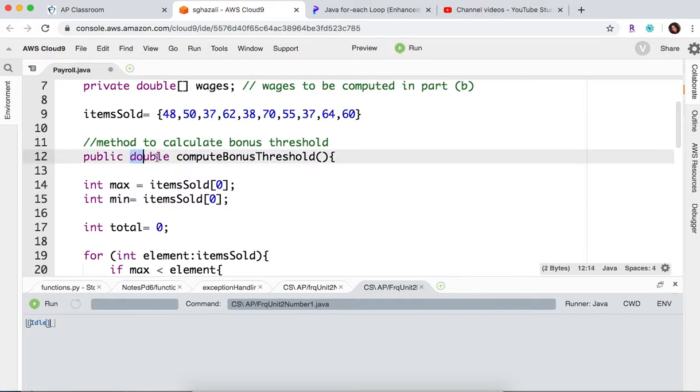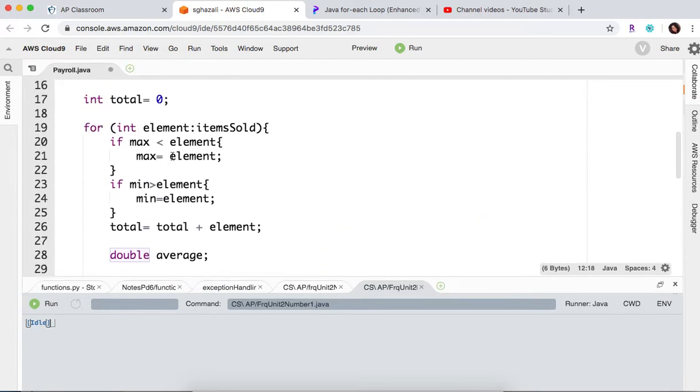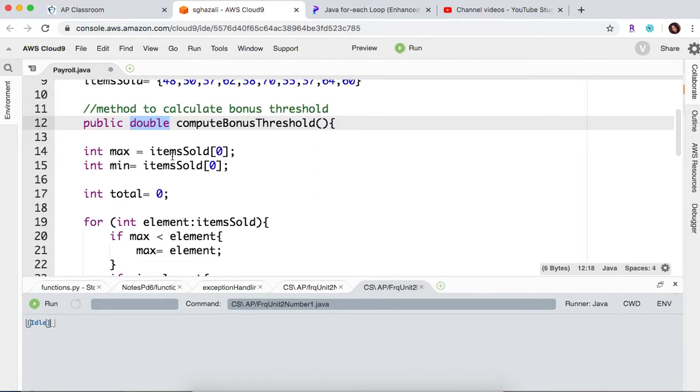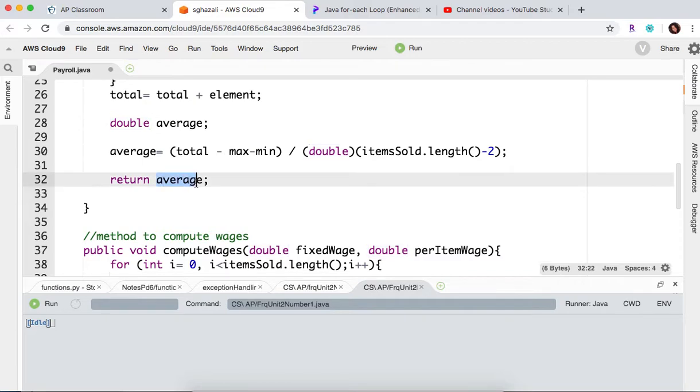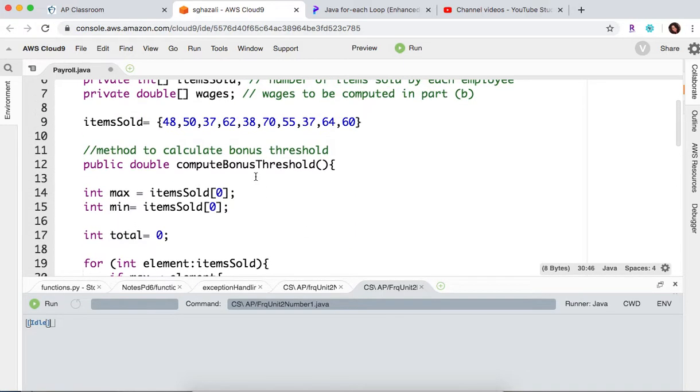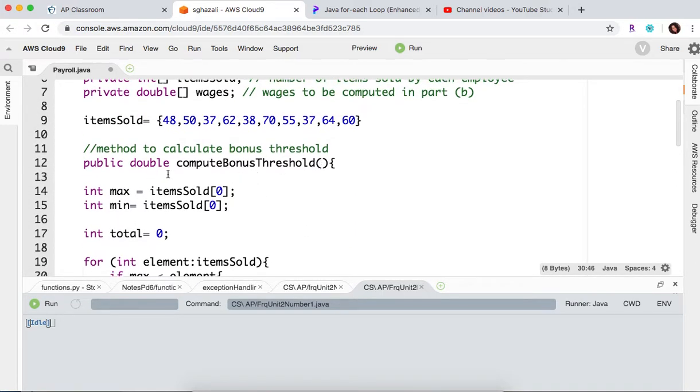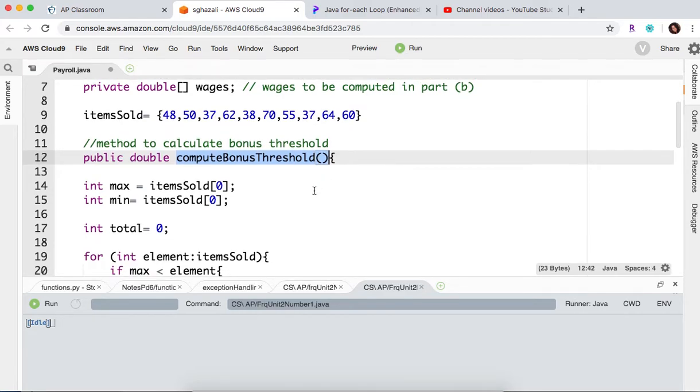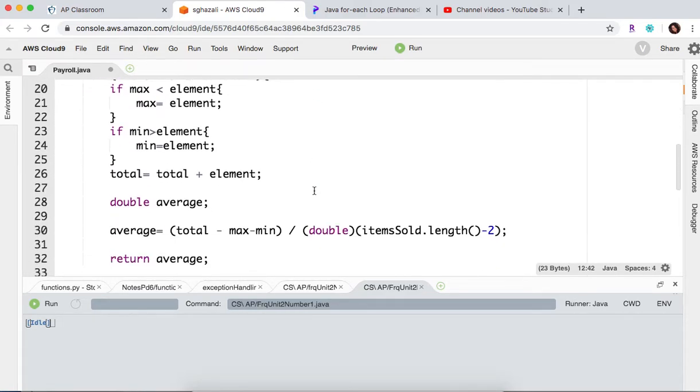Again, because of the way they gave us the method, it's public double, so we have to make sure that when we return, first of all, we return a double. So average is in fact a double. So I'm sure they would take points off if you didn't do that. Okay? And then we just need to make sure that we're not using any parameters because they told us not to, the way they gave us the syntax for compute bonus threshold. Okay, so that was the first method.